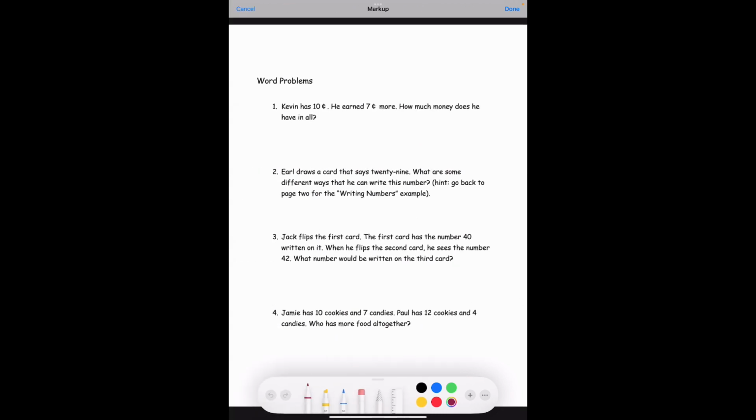Now let's look at some word problems. Number 1, Kevin has 10 cents. He earned 7 cents more. How much money does he have in all? All right, let's see. Kevin has 10 cents. He earned 7 more. So you're going to add 7, which equals 17 cents. So Kevin has 17 cents in all.